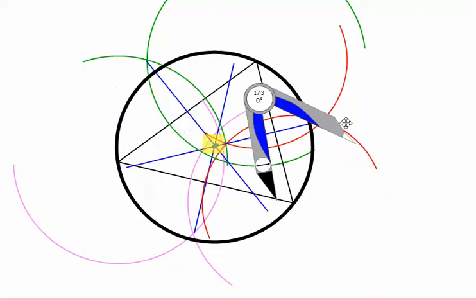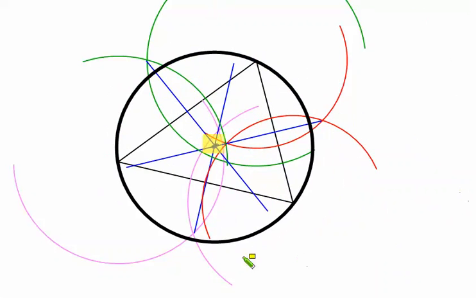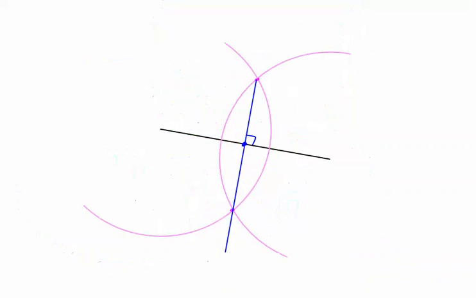There's the circle, and look at that. The circle perfectly goes through each of the three vertices of our triangle. That circle is called the circumscribed circle. The center is its circumcenter, and it's based on the perpendicular bisector construction.